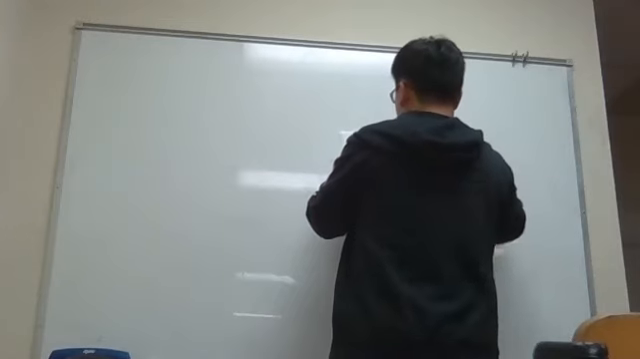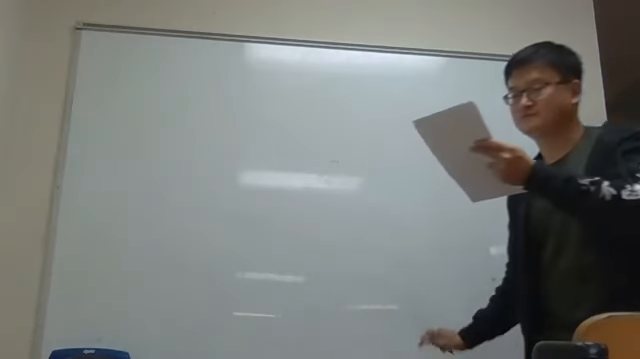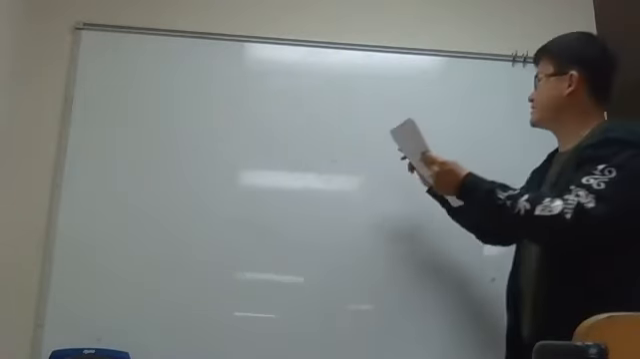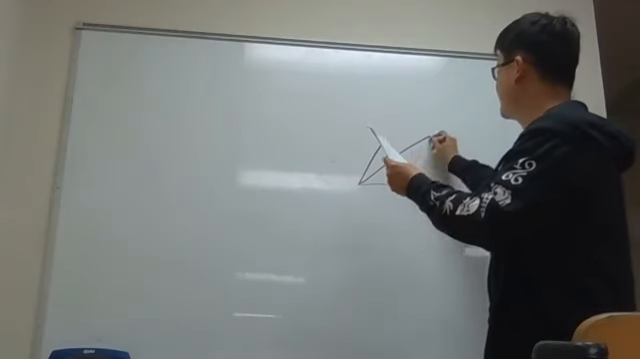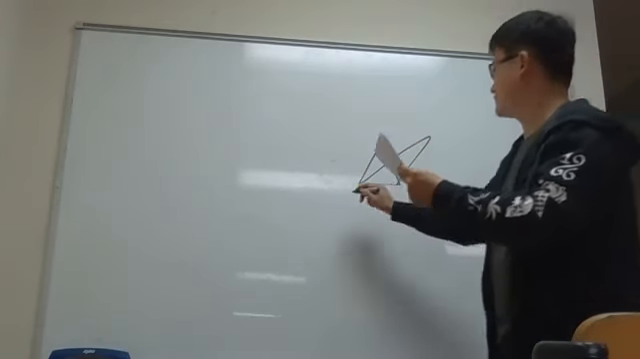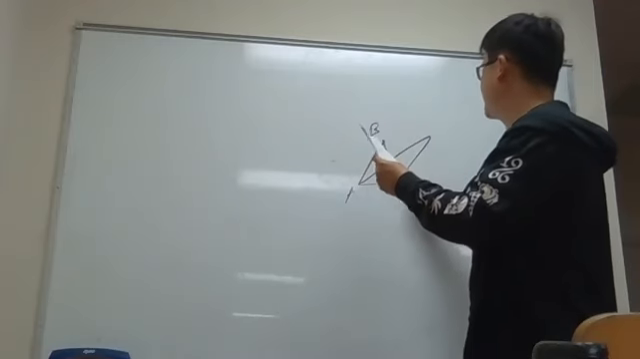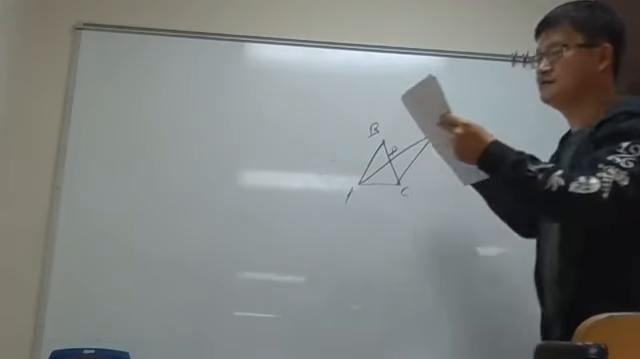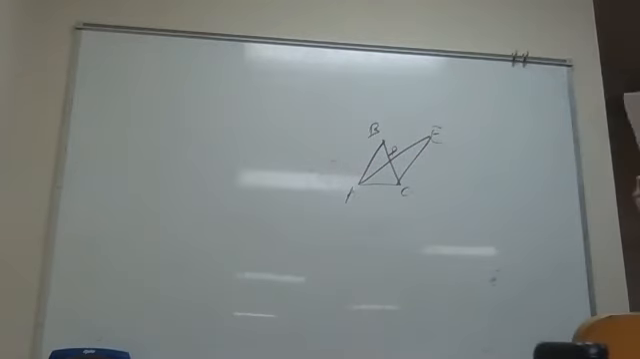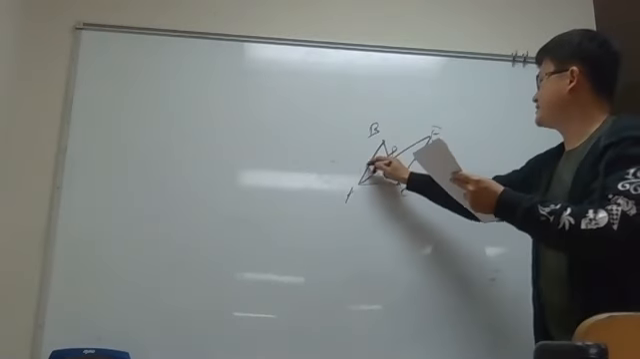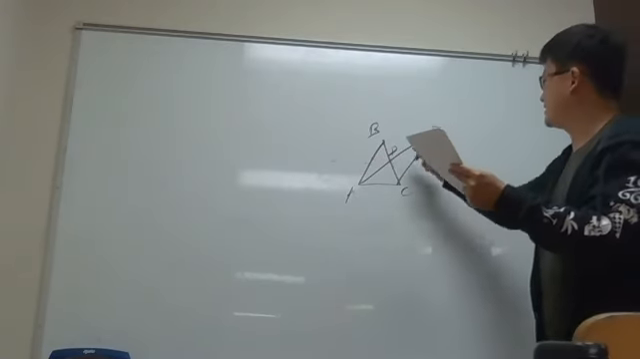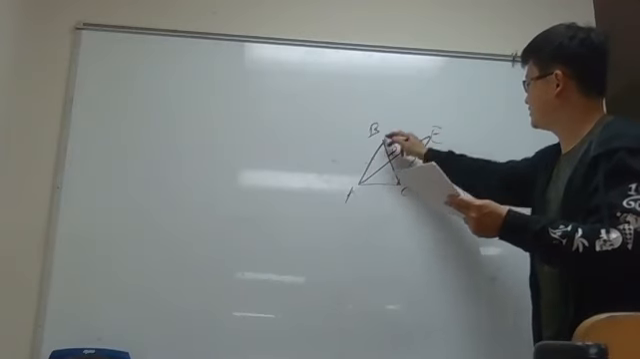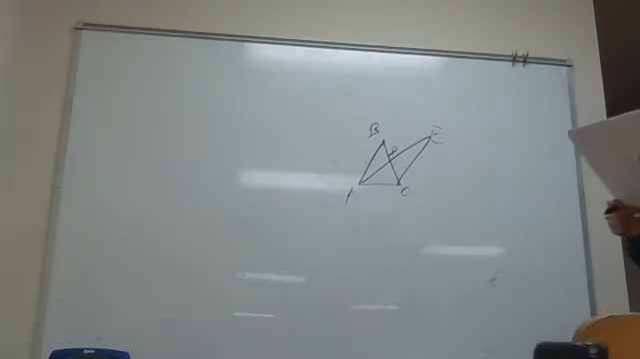Okay, so last problem. We have two triangles, ABC and ACE. Okay, so we know that AB equals BC. These two sides are the same. And then D is the middle point of BC and AE. So AE and BC bisect each other, right?